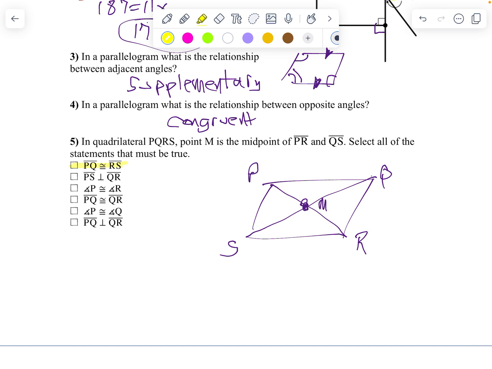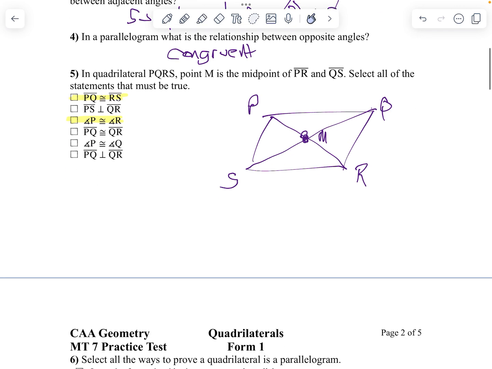Now, we know angle P is congruent to angle R. We just did that in question number 4. Is PQ congruent to QR? Once again, we need more information. Is angle P congruent to angle Q? No, they're supplementary. And PQ is not perpendicular to QR. We need more information. And that's all we would do on that question.